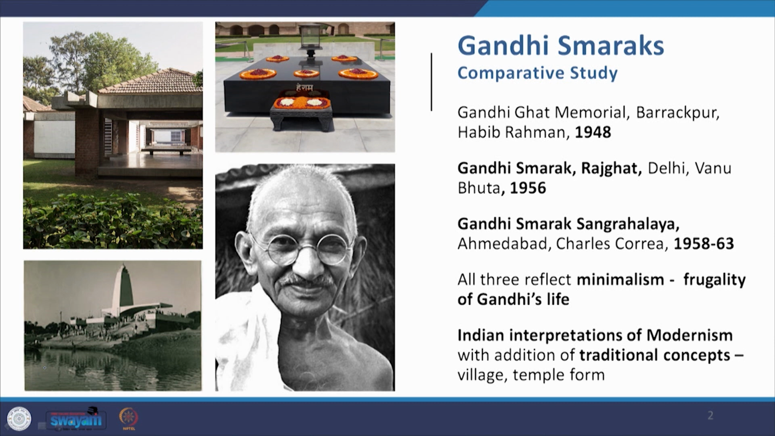Whereas there was also the addition of Indian interpretations of modernism in these examples, with, for example, the appearance of the temple form in Barakpur and the appearance of the village concept in the Gandhi Smarak Sangrahalaya. So, modernism was supplemented by traditional Indian architectural language, and this was one of the early steps that these architects were taking to amalgamate these traditional Indian elements into modernist buildings in such a manner that they do not seem delinked from each other.